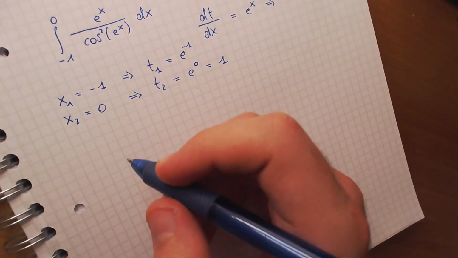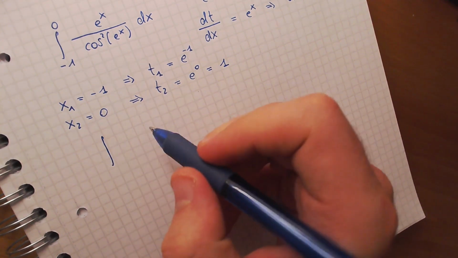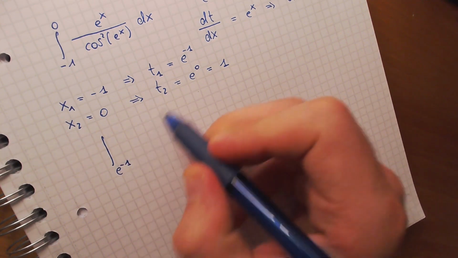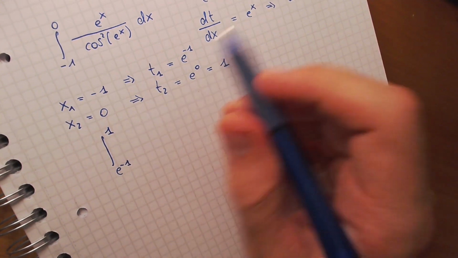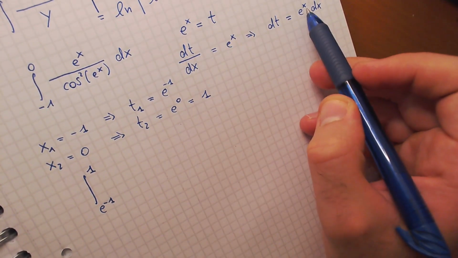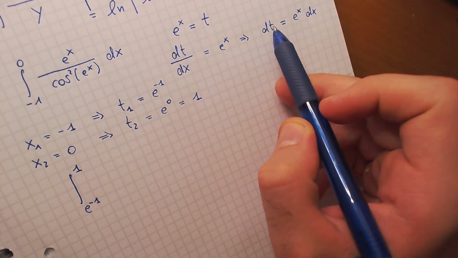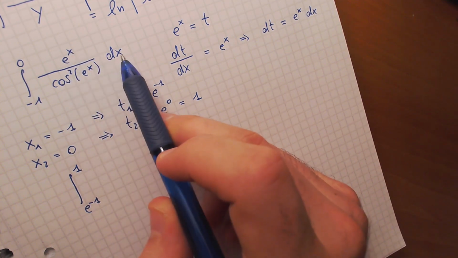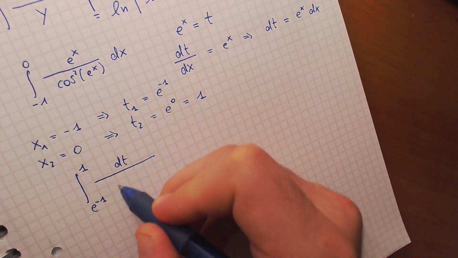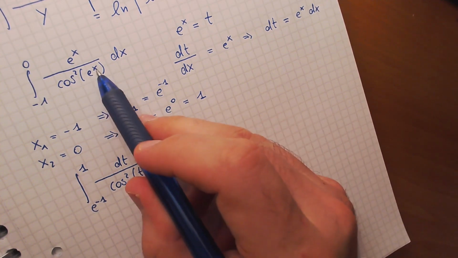At this point we can transform the integral in terms of t. So first of all, the two limits: the first limit is e to the minus 1 and the second limit is just 1. And then, as we said, e to the x is t, and e to the x times dx is the new infinitesimal term. So e to the x dx is just dt. And then we have cosine squared of t, because e to the x is t.